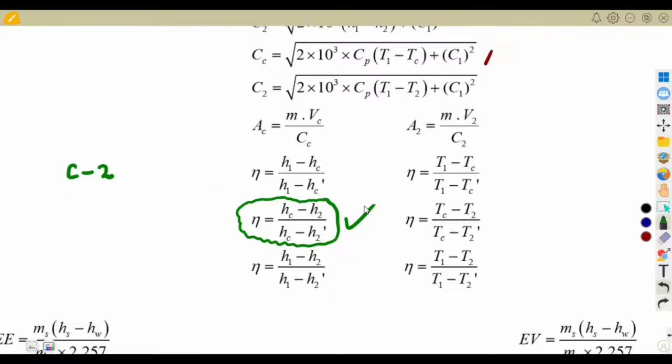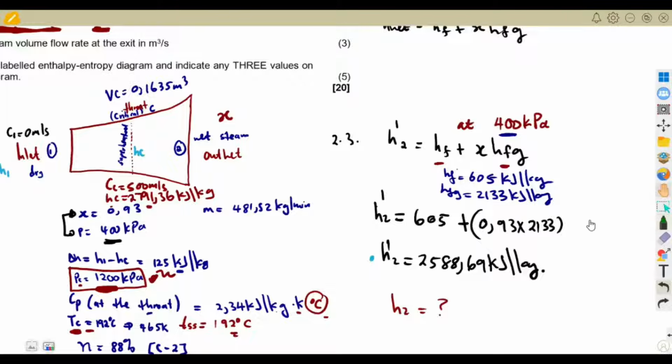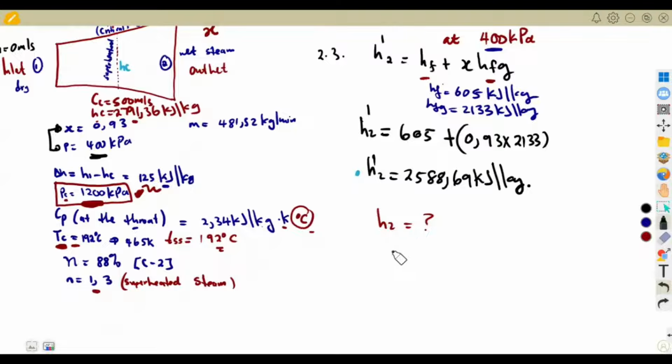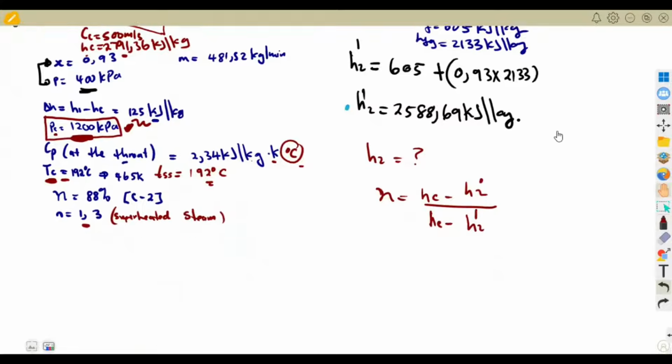All right, with this formula, I want us to see how to apply it in order for us to find H2. So we saw that our efficiency was given as HC minus H2 over HC minus H2 bar, remember, what we want to calculate is H2. So you can just substitute everything. HC, we have it. We calculated our HC before. So you can even make H2 the subject. Let us just try to make it the subject here.